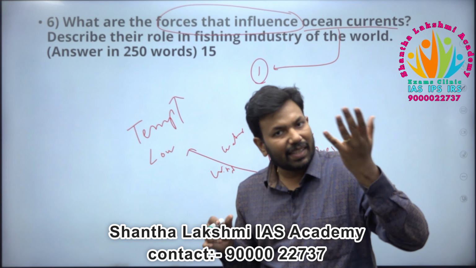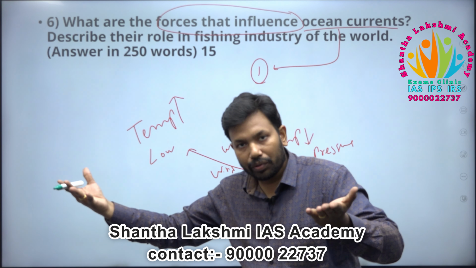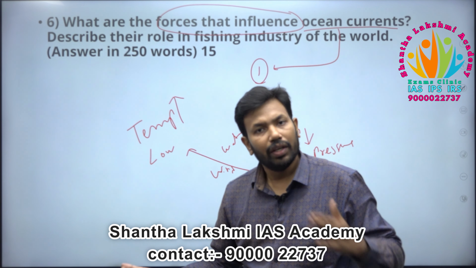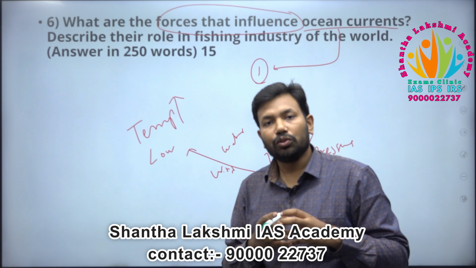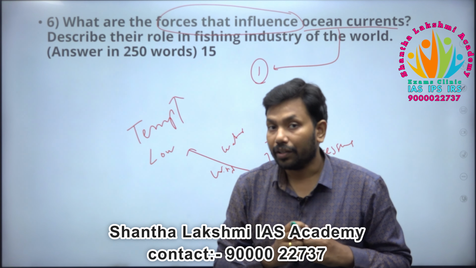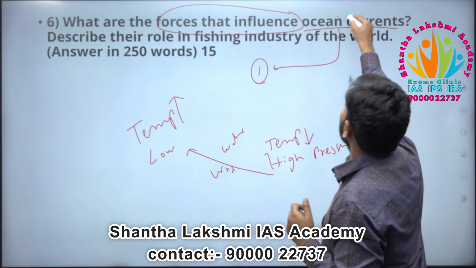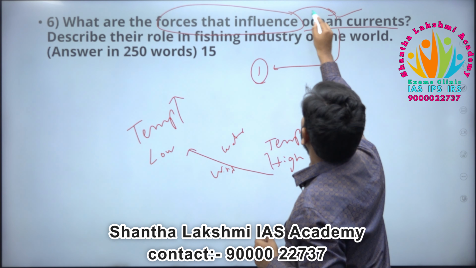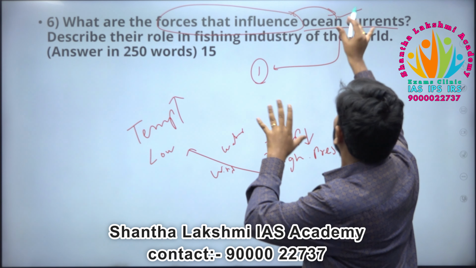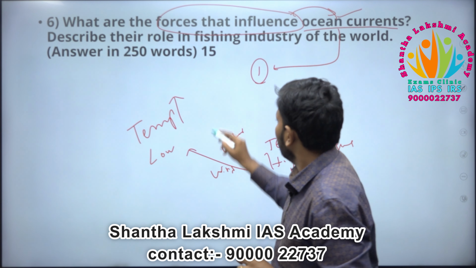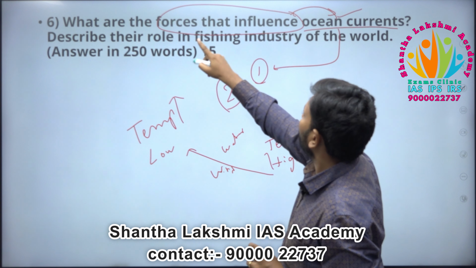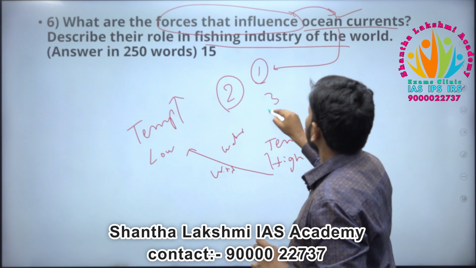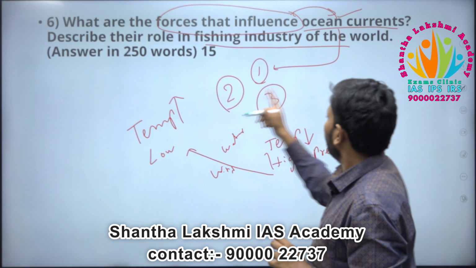You can write from a pressure point of view, or temperature point of view, or land and sea difference, or ocean difference because of latitude. It's up to you. You have so much choice to choose any one, but the concept is important. Start the answer with ocean currents. Then write down the influence of various factors on ocean currents. That is the second part of the answer. The third part of the answer you are supposed to write is about the fishing industry of the world. So the first one is solved. Now we will go to the second and third.